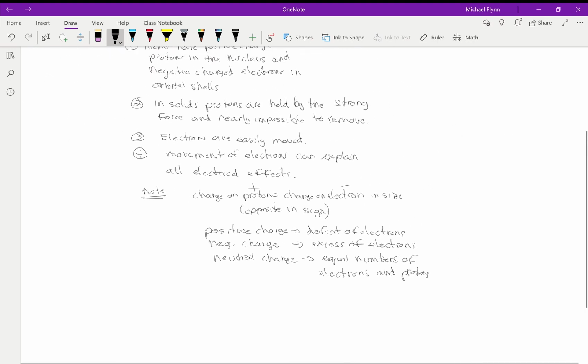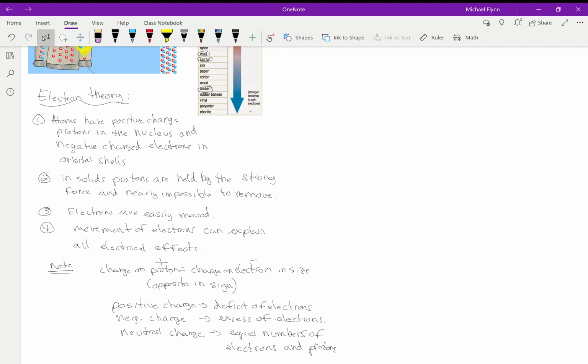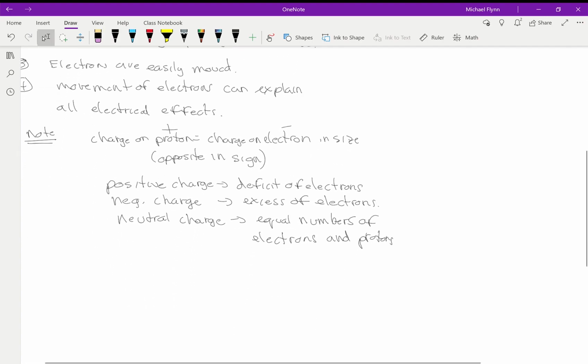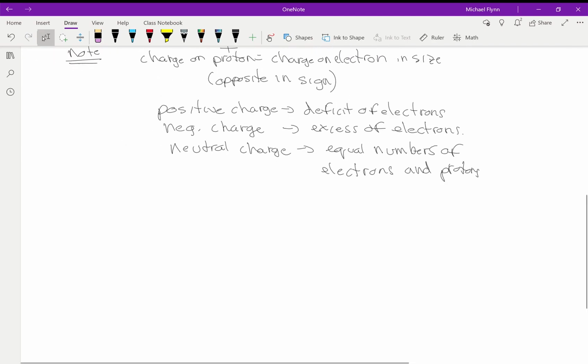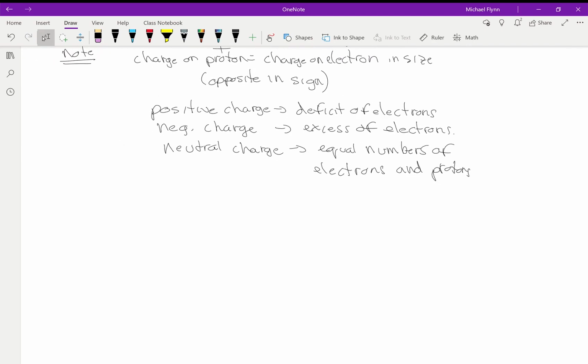Okay, so there you go. That is, in a nutshell, all the sort of little points I can make about electron theory. Now, I have to apologize for my pen because my pen is kind of broken. I ordered a new tip for my Surface Pen here, so my writing will be worse than it normally is, so that's an adventure for you.